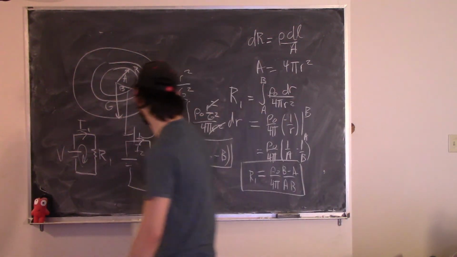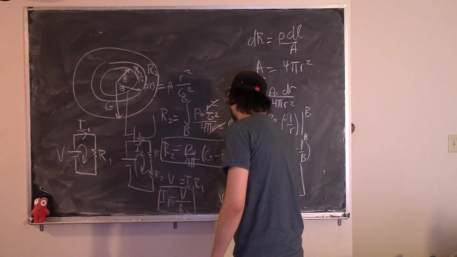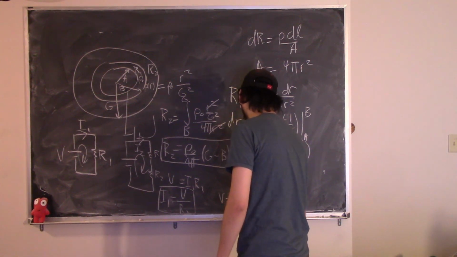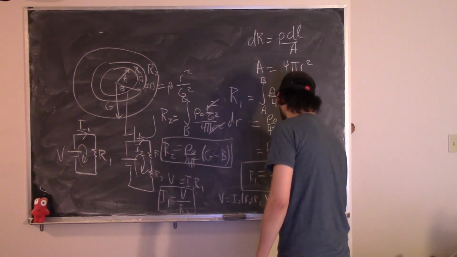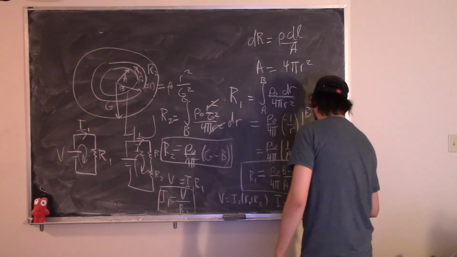And then same thing here. Go around this loop. This loop says that V is equal to I2 times R1 plus R2, or I2 is equal to V divided by R1 plus R2.